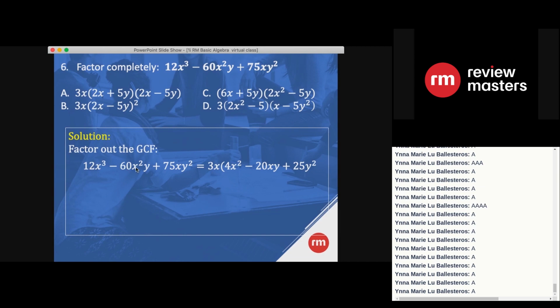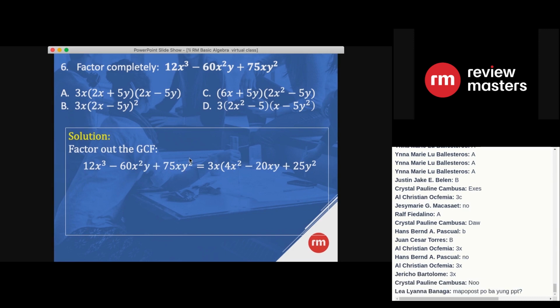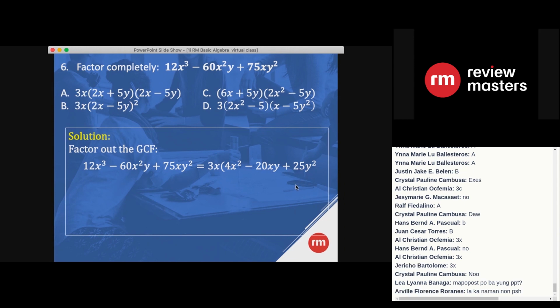You divide every term here by the common factor. 12x cubed divided by 3x is 4x squared. Negative, or minus, because it is minus. 60x squared y divided by 3x, you will have 20xy. Plus, that is also plus. 75xy squared divided by 3x would be 25y squared. Okay, now check. Are we done?